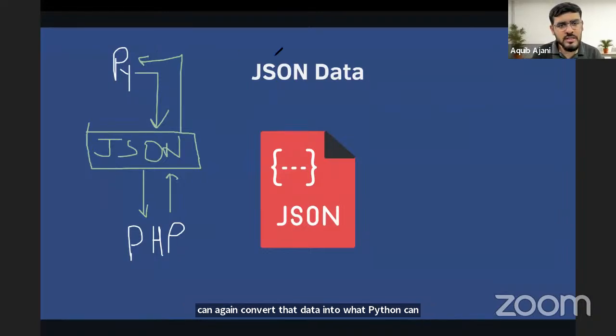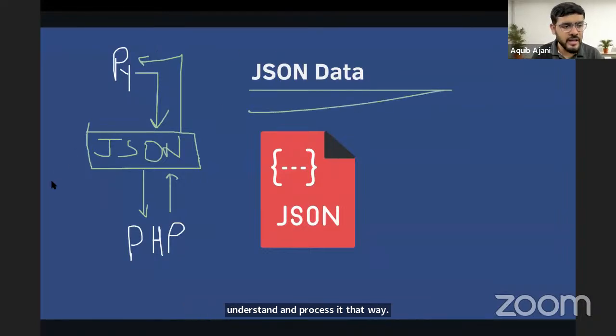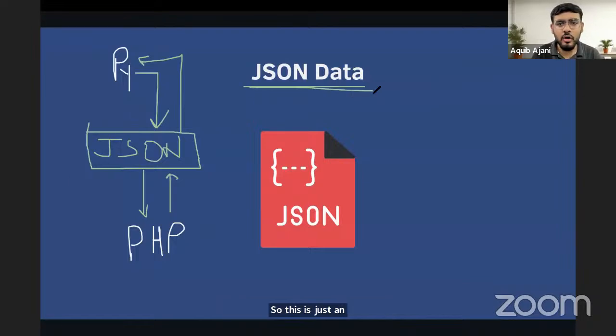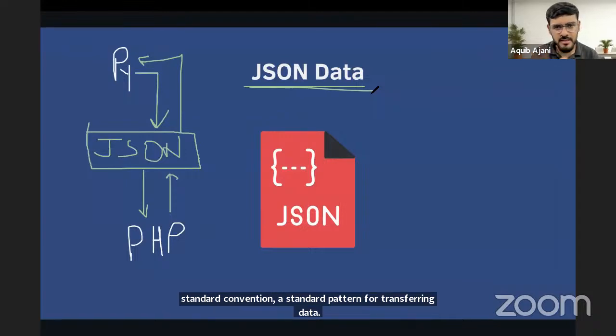So this is just an intermediary data format, or a data format for transmission of data or transfer of data. We don't really process JSON data. We only use it as a standard convention, a standard pattern for transferring data. Right? Does that make sense? Are all of you on the same page so far?